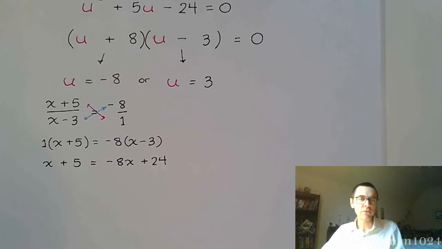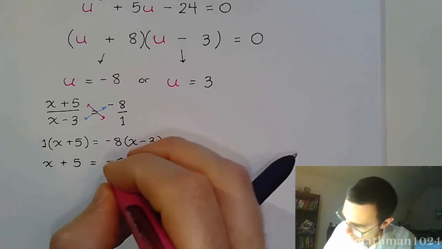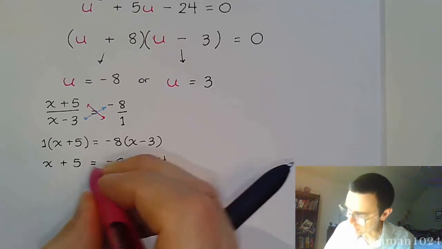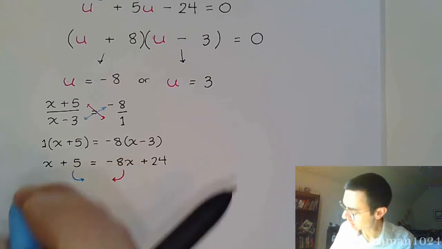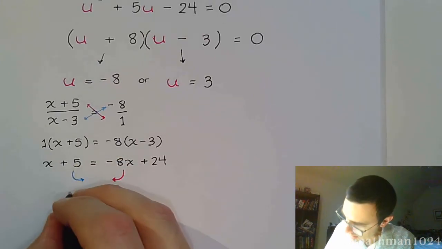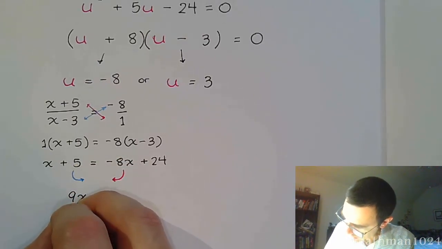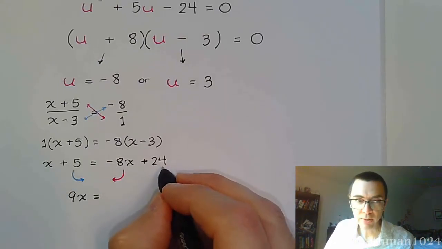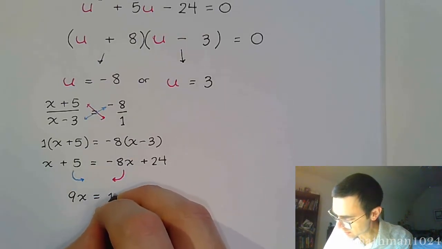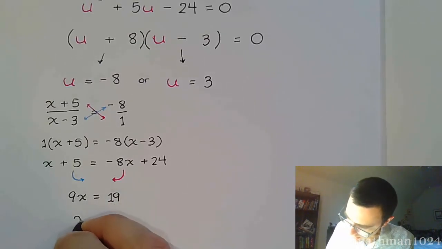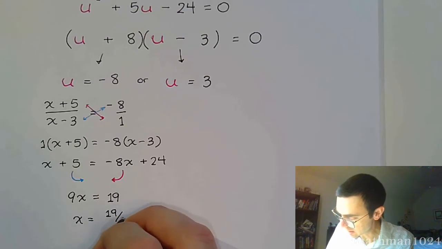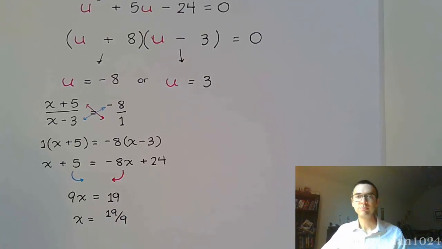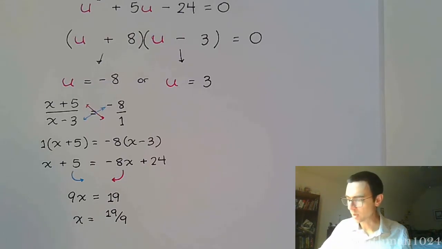And now it's just a matter of solving this linear equation. I'm going to move the 8x over to the left. I'm going to move my constant to the right. So that gives me 9x, subtract the 5 from 24, we get 19. Divide by 9, and x is equal to 19 ninths. Okay. Now I'm not going to box that just yet because we have something we need to talk about.